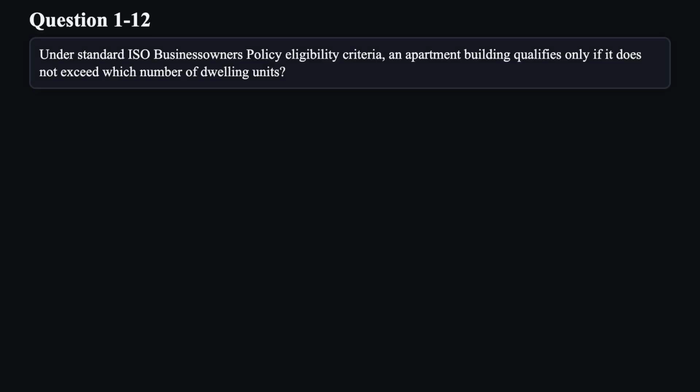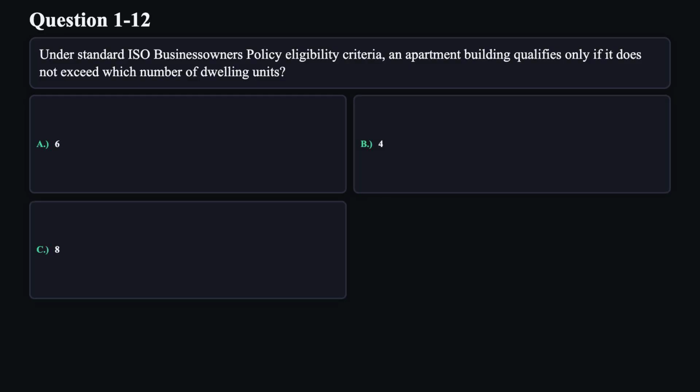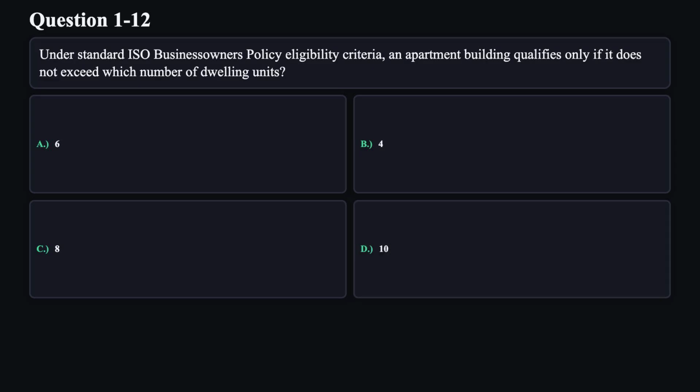Question 12. Under standard ISO business owner's policy eligibility criteria, an apartment building qualifies only if it does not exceed which number of dwelling units? A. 6. B. 4. C. 8. D. 10.